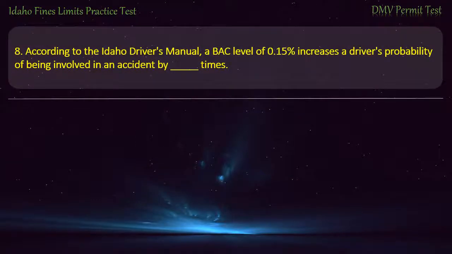Question 8. According to the Idaho Driver's Manual, a BAC level of 0.15% increases a driver's probability of being involved in an accident by times. 25, 15, 10, 5. Answer. 25.